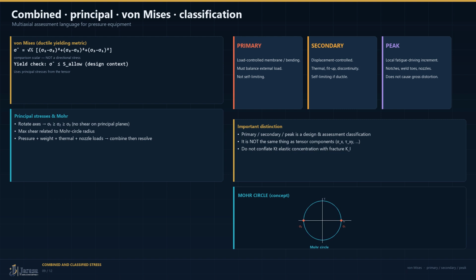Pressure equipment practice also classifies stresses as primary, secondary, or peak. Primary is load-controlled membrane or bending that must balance external load. Secondary is displacement-controlled, thermal and fit-up. Peak is a local fatigue driving increment at notches and toes. That classification is a design and assessment language, distinct from the tensor components themselves.